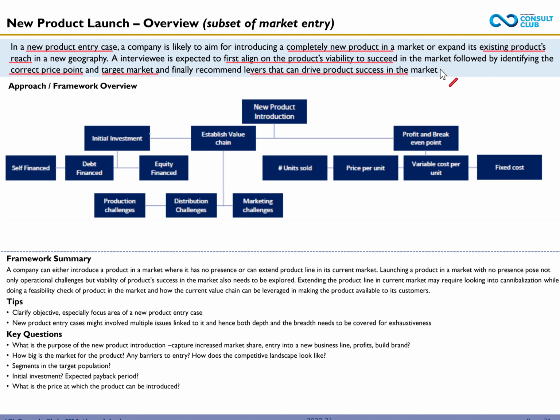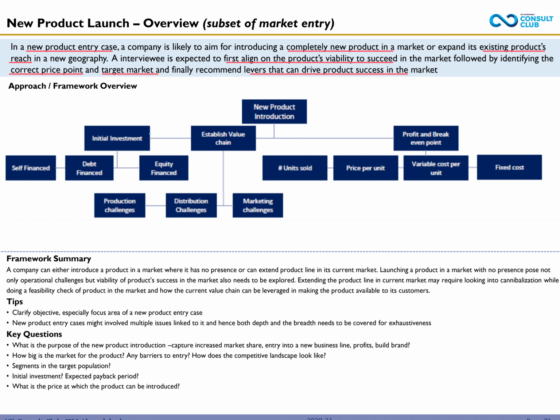Firstly, align on the product's viability. So first of all, we have to figure out whether the product will succeed or not. Then you have to find out the correct price point at which to sell the product, and then you have to understand what the target market is which the company can capture, and then what things the company should look for which will drive the product success.